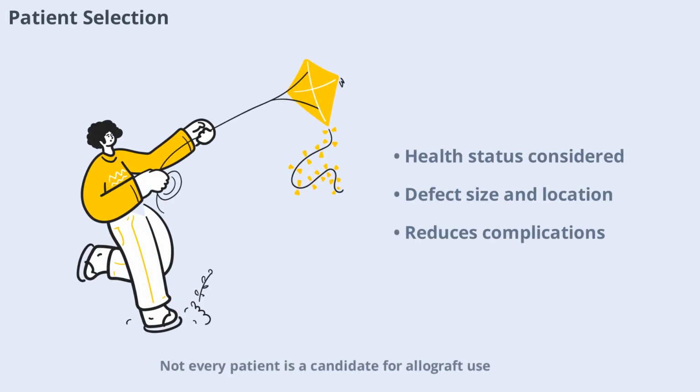Not every patient is a candidate for allograft use. Surgeons consider factors such as overall health, the size and location of the defect, and the patient's immune status. Careful patient selection helps ensure the best possible outcomes and reduces the risk of complications.